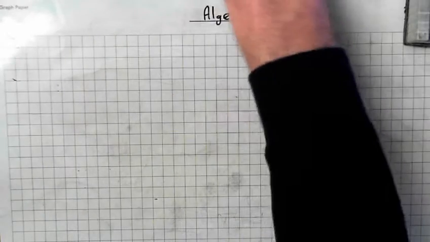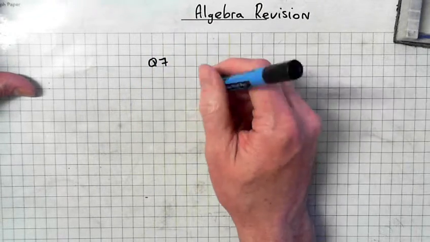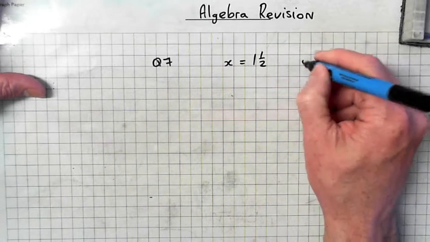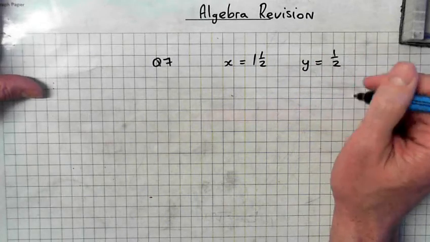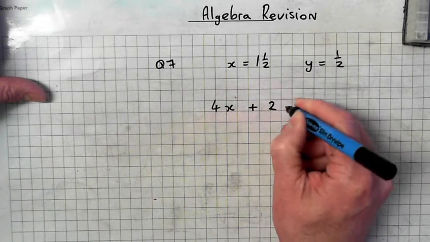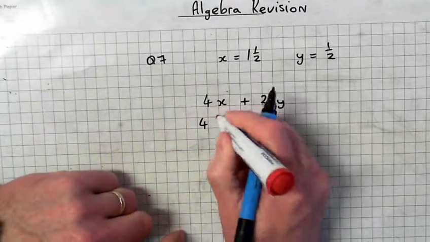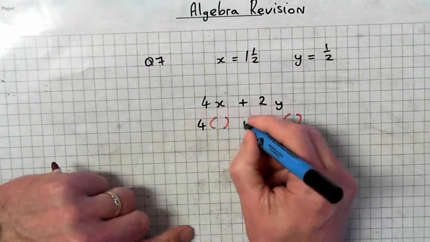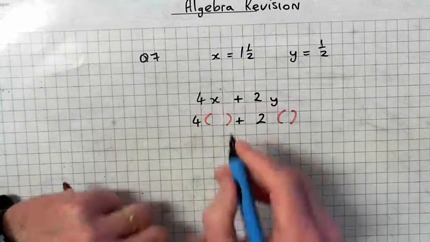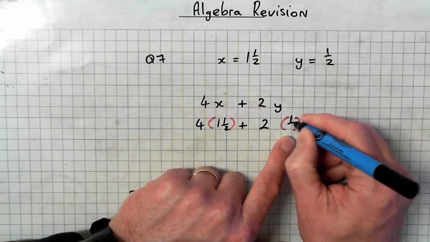Alright, so we'll look at one more. Question 7 on page 95. So x is equal to 1.5 and y is equal to half. So we'll look at 4x plus 2y. So same again, brackets. So 1.5. And over here, y is equal to half.